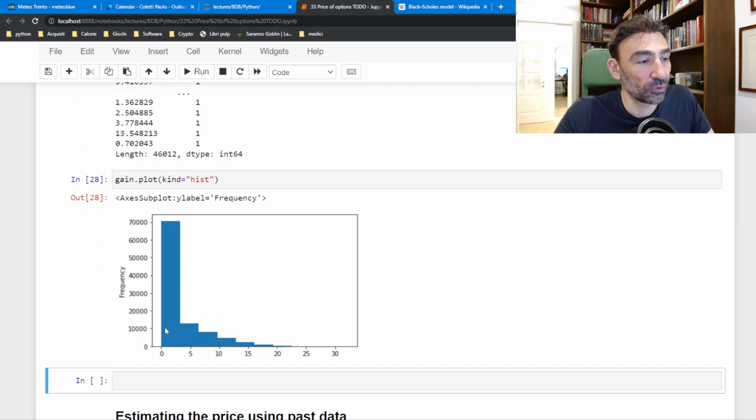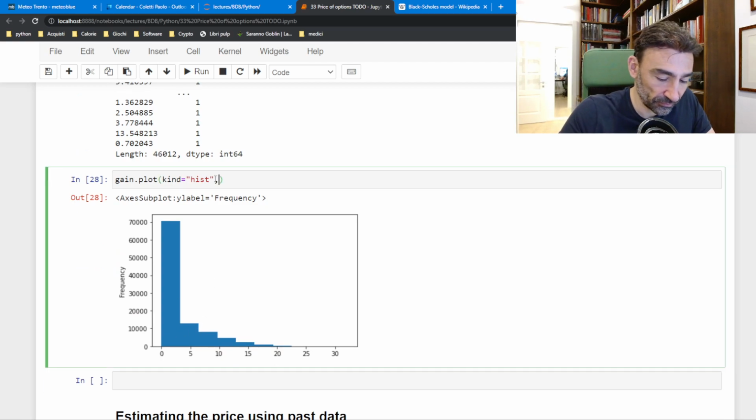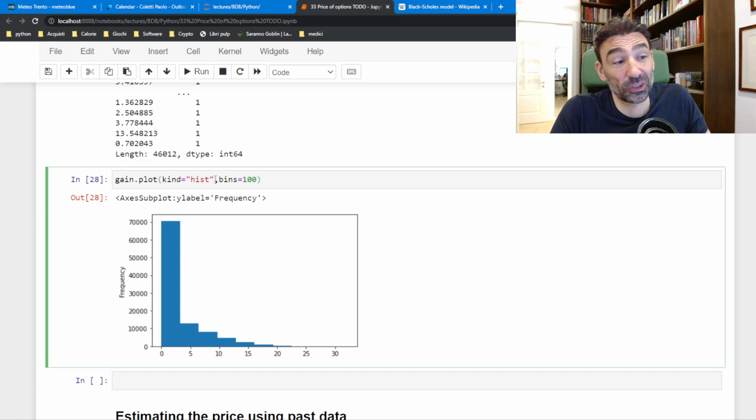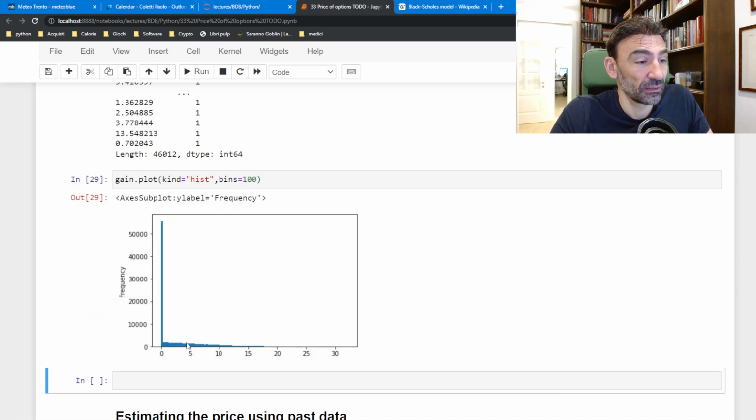Okay, no, I would like to have more beans. Beans equal 100. I have 100,000, so I could use 100 beans. Okay. Unfortunately now, this, as we have seen before, takes 50% of the cases, and the other ones are squeezed. So how can I zoom here? It would be interesting to see this distribution.